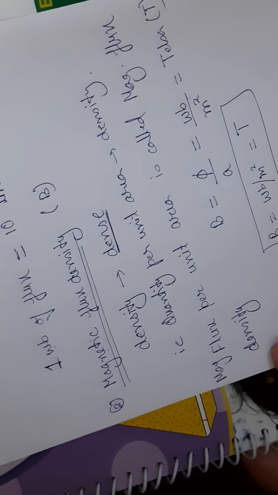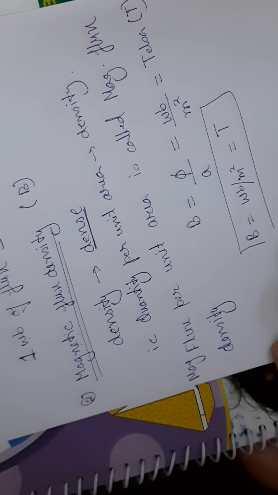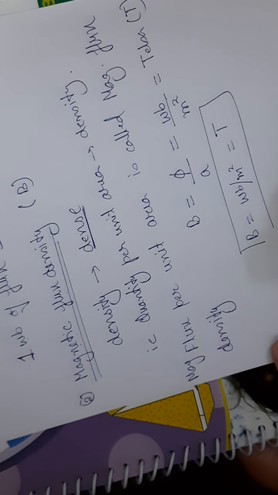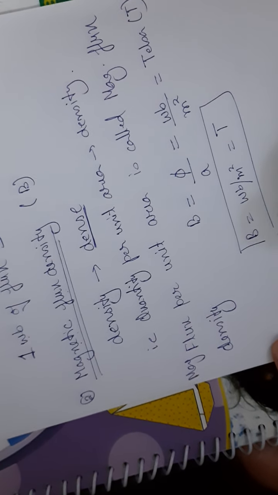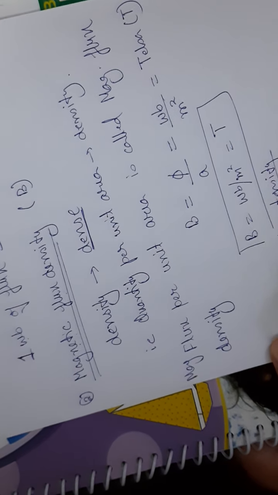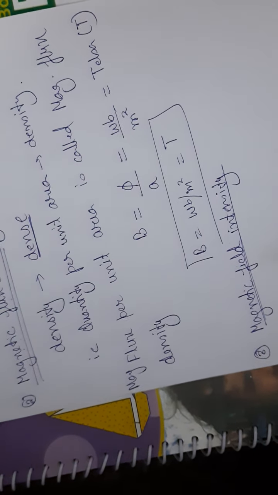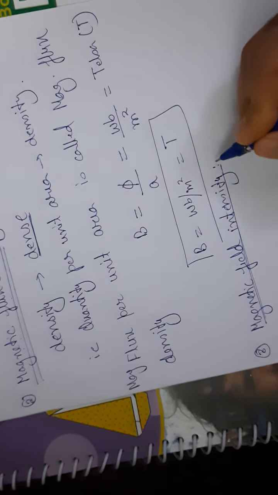Now the third term, which is somehow related to magnetic flux density, is magnetic field intensity. Magnetic field intensity tells how intense the magnetic field is, meaning how strong the effect of the magnetic field is. Density is flux per unit area, while intensity means how strongly the field can affect other magnetic materials.